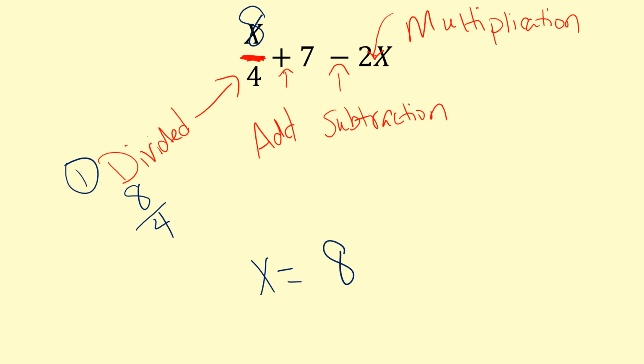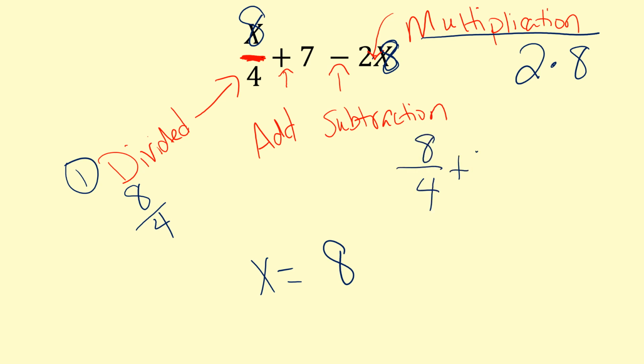Okay, now what would I do next? I would go to my multiplication, and I would do 2 times, remember, x is 8, next. So 2 times 8 would be the second thing I would do. And let's go ahead and look at what that would give us. So I'm going to do my evaluation, or my substitution step. If x is 8, it would become 8 divided by 4 plus 7 minus 2 times 8.